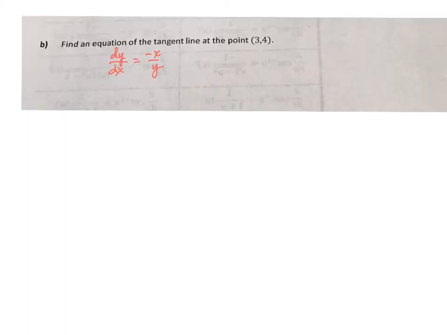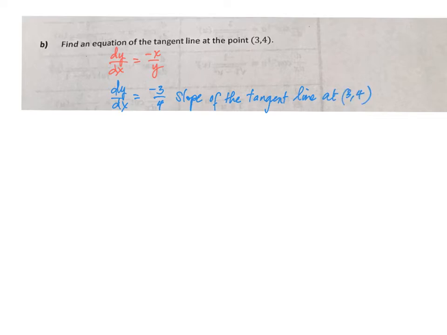From example 1a, we found the slope equals negative x over y. That is dy/dx equals negative x over y. Now we can use the slope and find the equation of the tangent line to the point at (3, 4). So the slope function using substitution, dy/dx equals negative 3 over 4, and that is the slope of the tangent line at the point (3, 4).